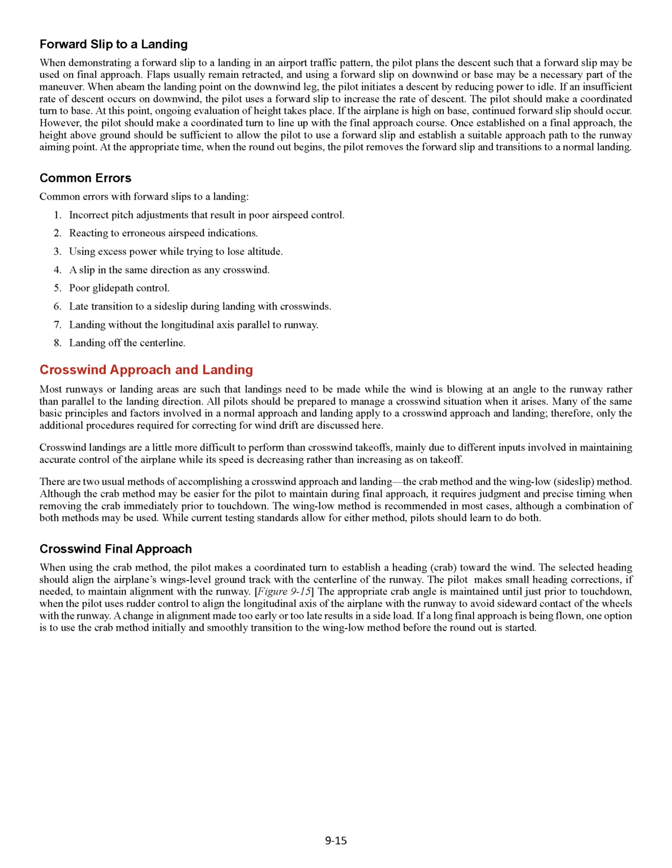Common errors with forward slips to a landing. 1. Incorrect pitch adjustments that result in poor airspeed control. 2. Reacting to erroneous airspeed indications. 3. Using excess power while trying to lose altitude. 4. A slip in the same direction as any crosswind. 5. Poor glide path control.